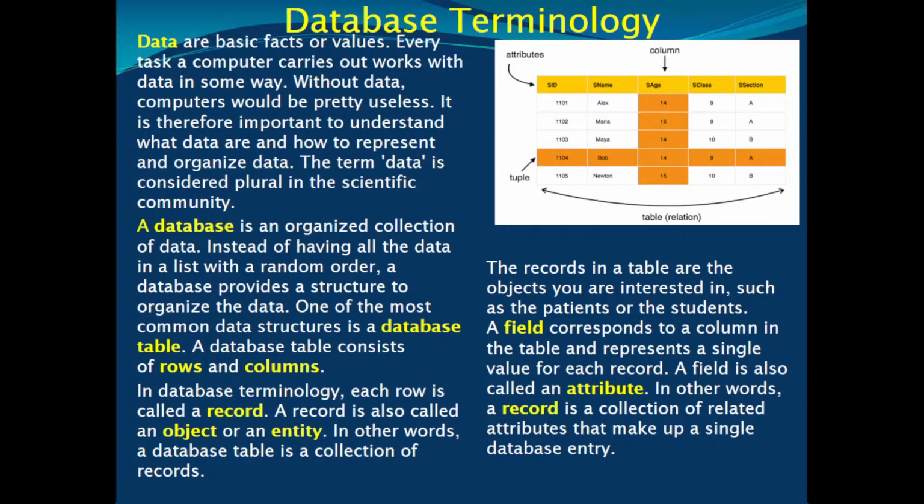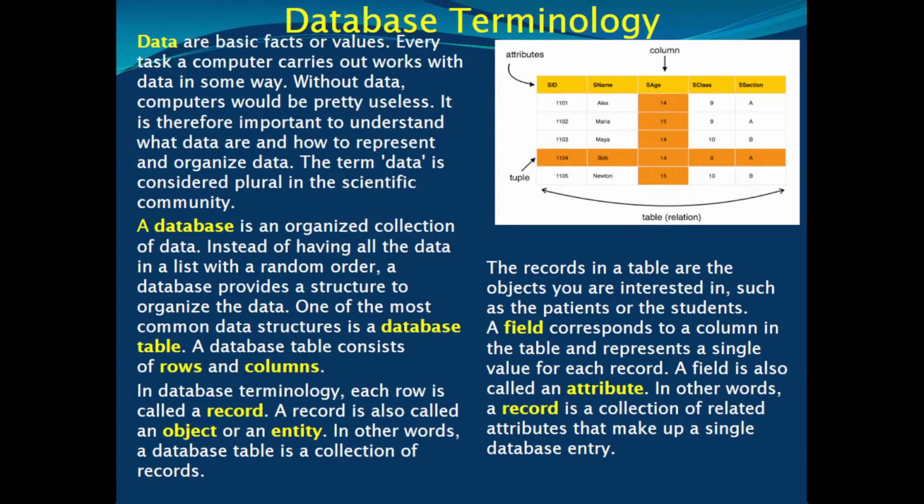The records in a table are the objects you are interested in, such as patients or students. Each record consists of some specific parts, which are called fields. A field corresponds to a column in the table and represents a single value for each record. A field is also called an attribute. In other words, a record is a collection of related attributes that make up a single database entry.